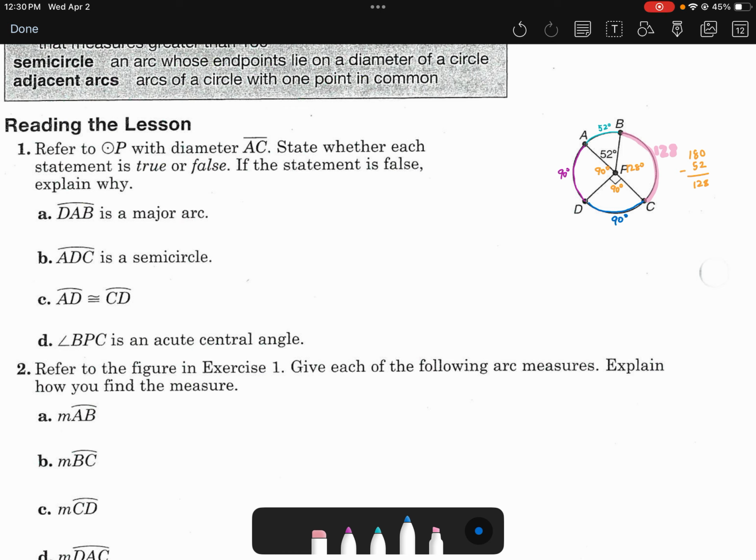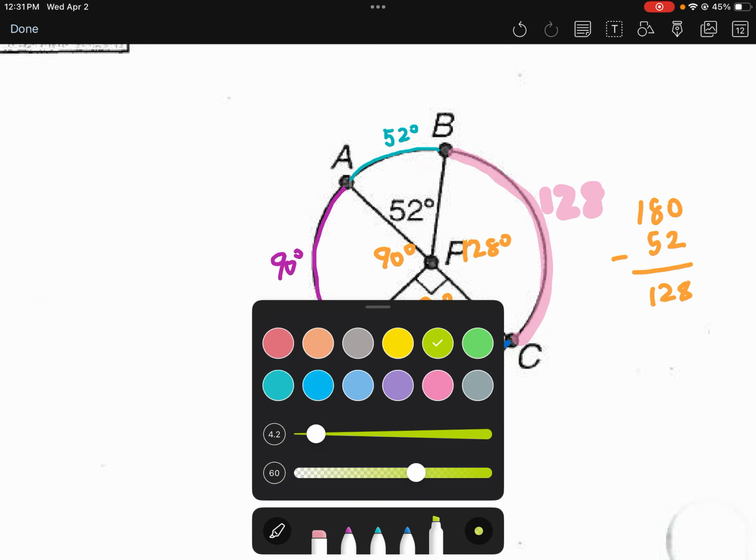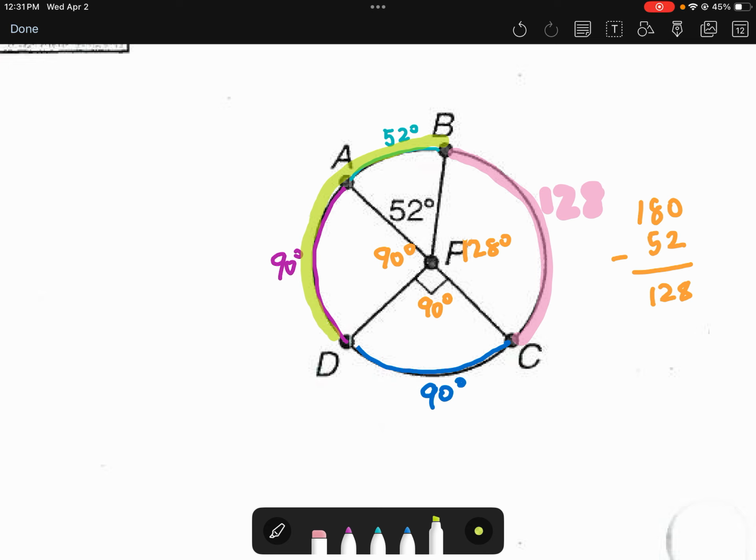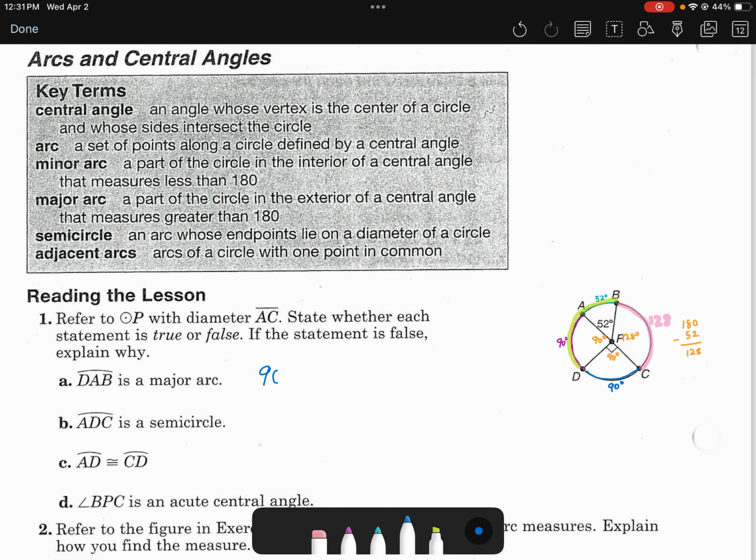Part A, arc DAB is a major arc. Arc DAB would be this guy, 90 plus 52. Is that a major arc? 90 plus 52 gives you 142. That is not bigger than 180. So this is false. Okay, now typically when you use 3 letters, it's going to be a major arc. That's not the case here.